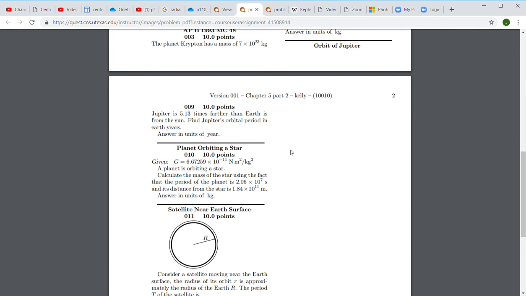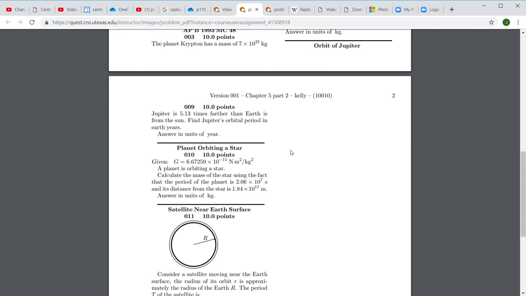it's easier to reason using Kepler's third law, which says T squared over r cubed for Earth is equal to T squared over r cubed for Jupiter. So in this case, for Earth, T squared is going to be 1 year squared divided by r cubed. We can just leave that as an r cubed. And then on the other side of the equal sign, that's equal to T squared over r cubed for Jupiter.